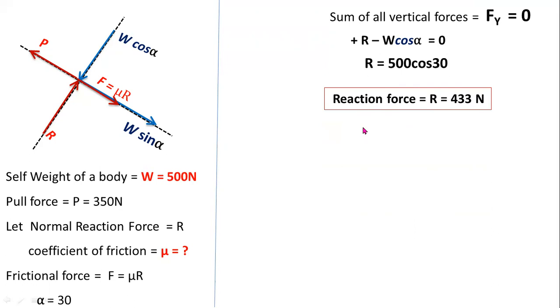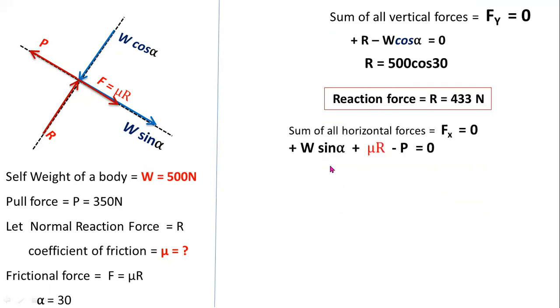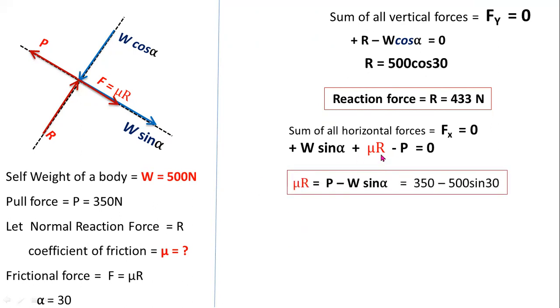For determining the coefficient of friction, you have to resolve all the forces parallel to the plane. These three are the forces. So you have to consider these three forces to determine the coefficient of friction. For right side direction, you have to consider positive sign. For left side direction, you have to consider negative sign. W sin alpha plus mu R minus P equal to 0. From this equation, you have to determine the coefficient of friction.